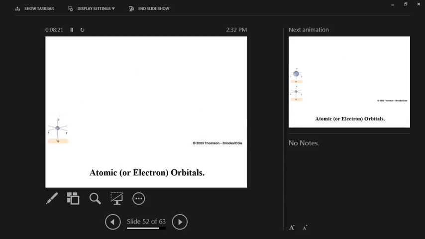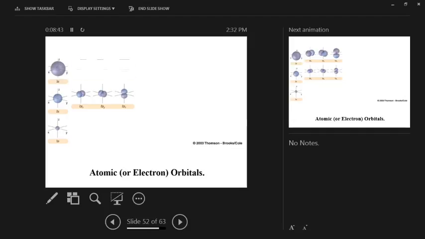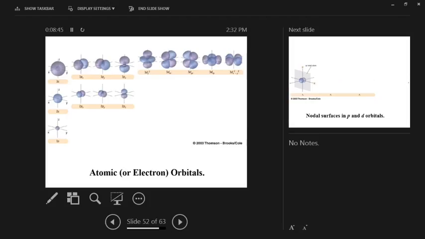So let's take a look at the onion going up, with the lower energy increasing. When n is equal to 1, we only have one type of subshell, 1s, and there's only one orbital. When n is equal to 2, we have 2 subshells, the 2s and the 2p. So this is showing you where the electrons would be. When n is equal to 3, we have 3s, 3p, and 3d.